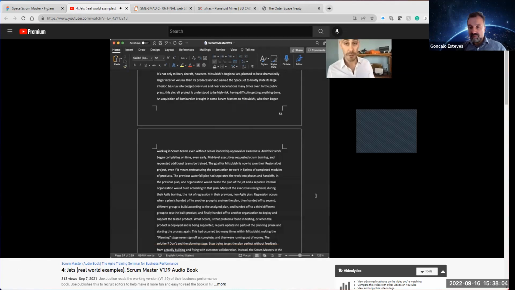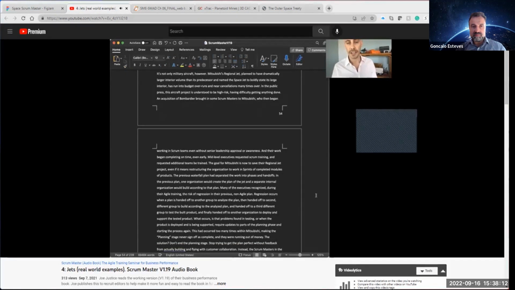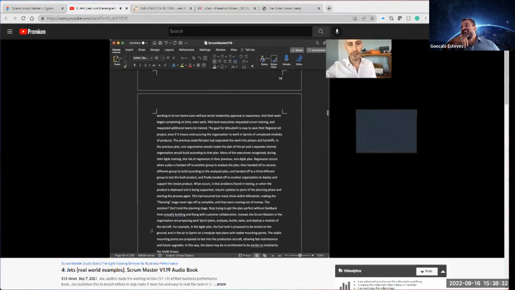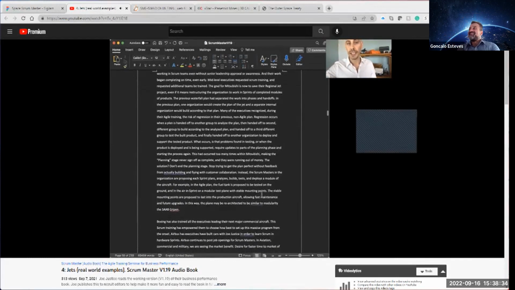Mitsubishi's regional jet, called the Space Jet, planned to have dramatically larger interior volume than its predecessor and was named the Space Jet to boldly state its large interior. It has run into budget overruns and near cancellations many times over. In fact, it was canceled at least once. In the public press, this aircraft project is understood to be high risk, having difficulty getting anything done. An acquisition of Bombardier brought some Scrum Masters to Mitsubishi, who began working in Scrum teams even without senior leadership approval or awareness. And their work began completing on time, even early.